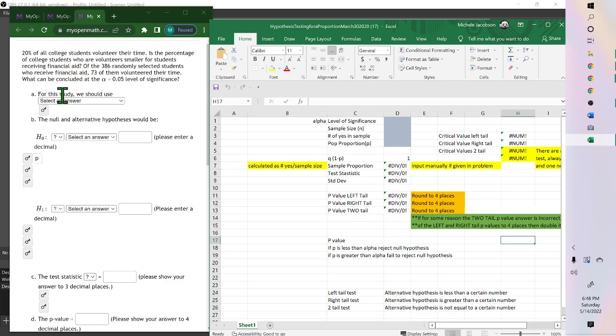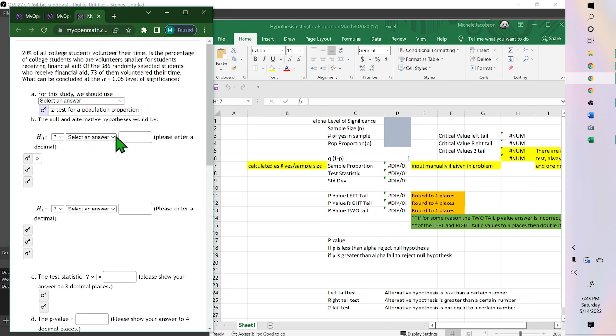Now, in this study should we use a z-test or a t-test? It's a z-test because the sample size is large and it's a proportion. So we can use a z-test.